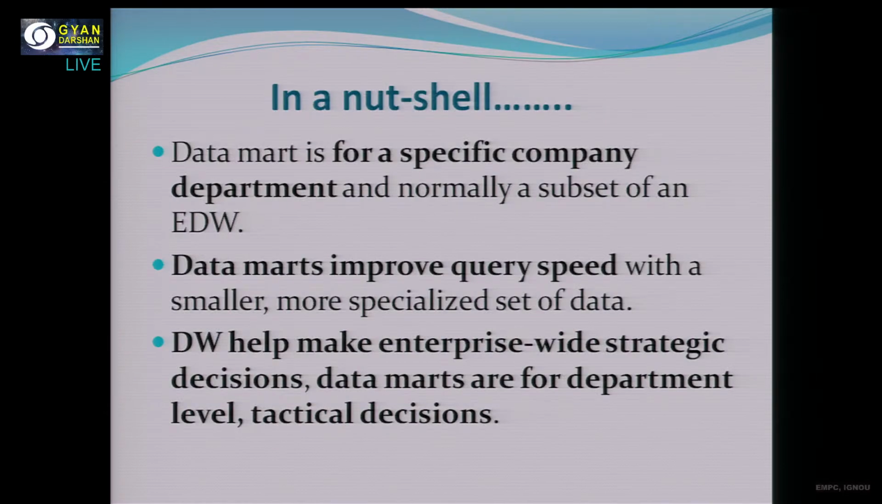So in a nutshell, a data mart is for a specific company department and is normally a subset of an enterprise data warehouse. Data marts improve the query because they are much faster when compared to the queries or insights provided by the data warehouse. The data warehouse helps make enterprise-wide strategic decisions, but data marts don't give the complete overall strategic picture of the company.